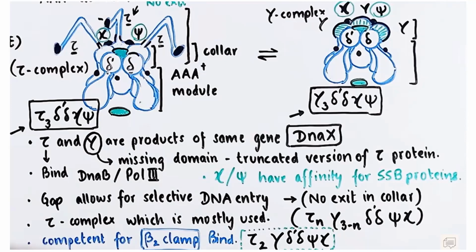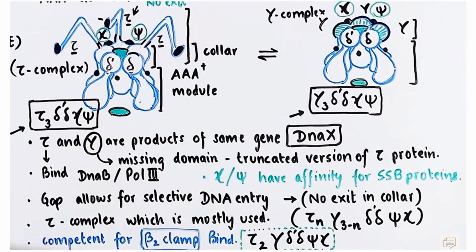The caveat remains that the polar module is sealed, so nothing can exit from it. The tau-containing clamp loader seems to be the commonly used clamp loader. The two steady state forms are actually a simplification of something much more complex. In reality, you can have a clamp loader where tau and gamma proteins are part of the same complex.